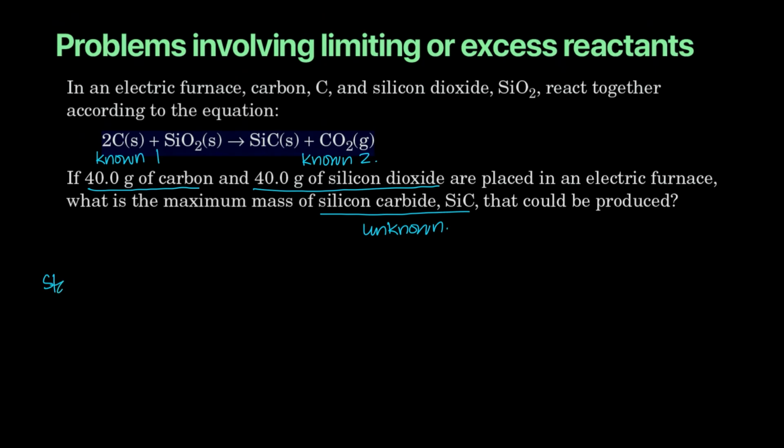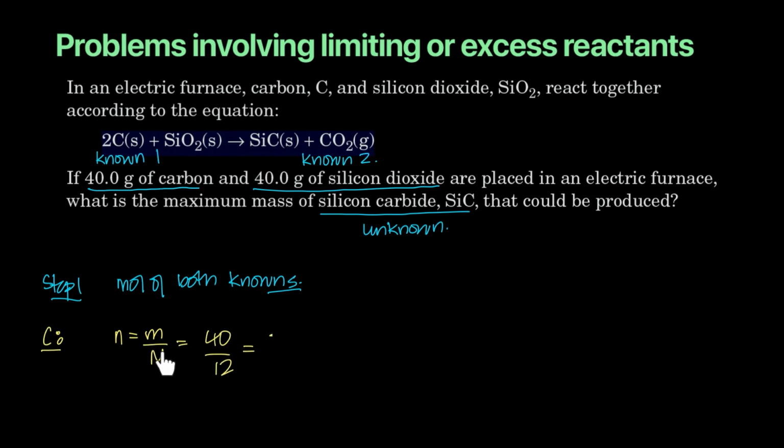Alright. So step 1 involves finding out both knowns, so I want to find the moles of both of my knowns. In this case, the first known is carbon, and that's mass over molar mass. Mass given is 40 over MR is 12. The 40 over 12 is 3.333 moles of carbon. So that's how many moles my known number 1 is.